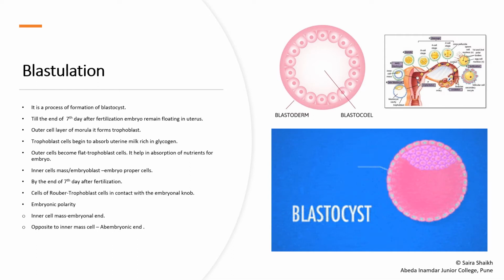Look at the figure. In the animated picture, we can see inside the trophoblast that the cell mass is collected at one side. That end is the embryonal end, and at the end opposite to the embryonic mass there are no cells, only the trophoblast layer is present. That end is the abembryonal end. So that indicates the embryonic polarity.